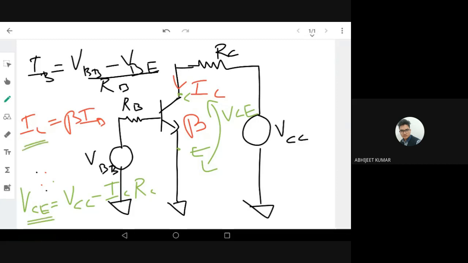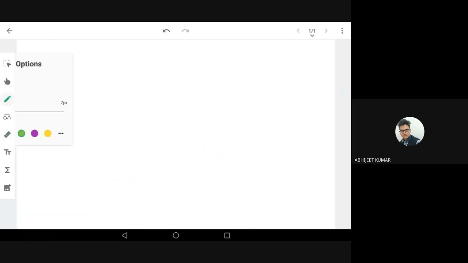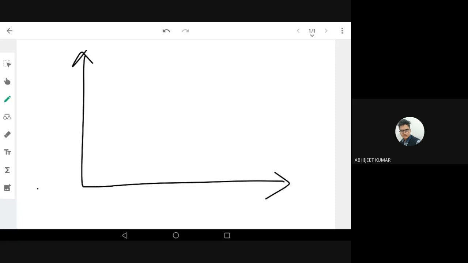Now you can see, ideally we want the operating point of a transistor to be fixed, right? Let's see what happens if the operating point is not fixed. We have drawn the Q point. This is called the load line. So what is a load line? Now we'll discuss what a load line is.